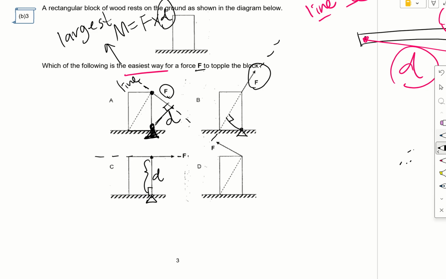Lastly, let's do D. I apply the force here, but I am going in this direction. So again, draw my line of action of the force. If you simulate on your calculator or on your rectangular pencil case, you will see that the pivot is now over here. Pivot is here, line is here, the perpendicular distance is this. And therefore, D will be the answer because the perpendicular distance is the hypotenuse of this triangle.